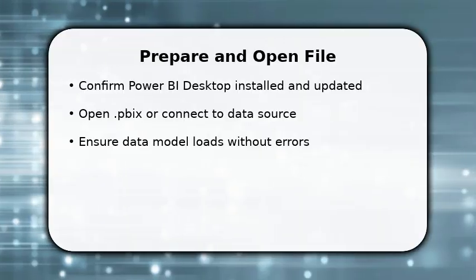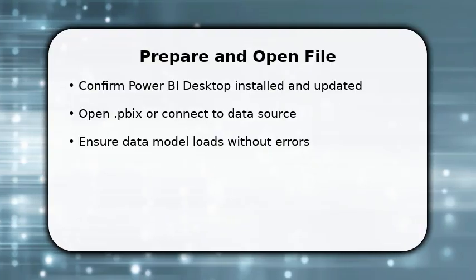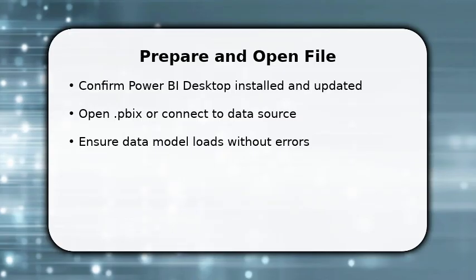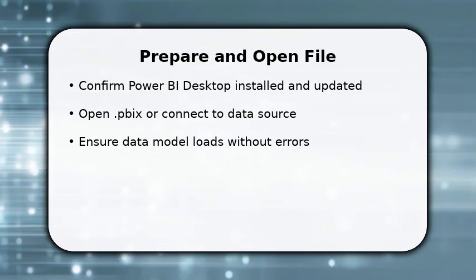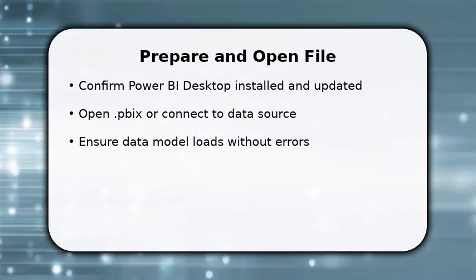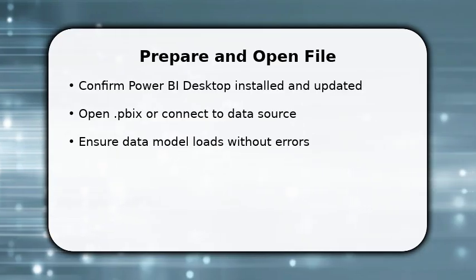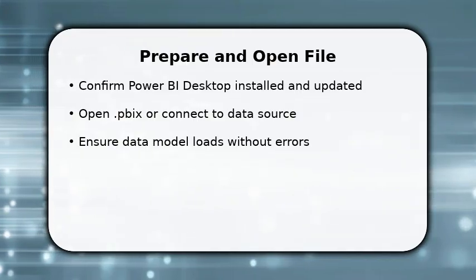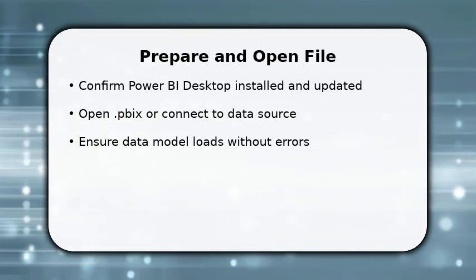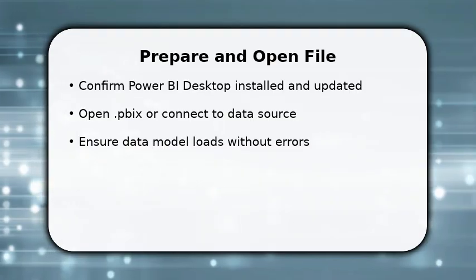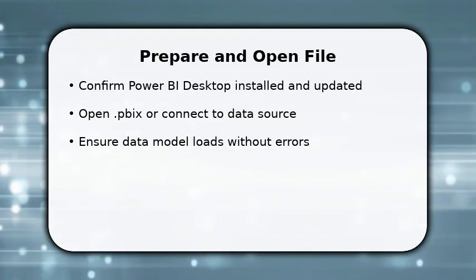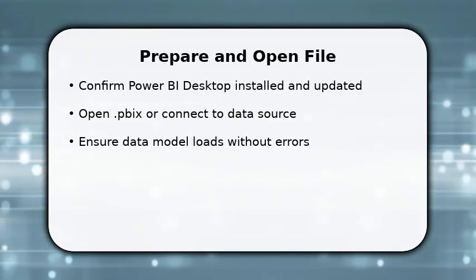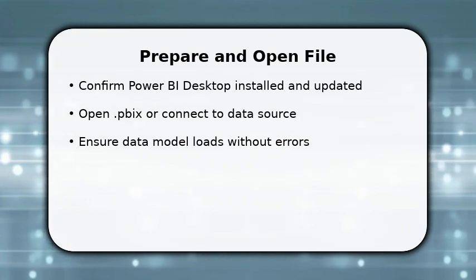You start by confirming Power BI Desktop is installed and updated. This avoids version conflicts. Open your PBIX file or connect to the data source directly, then wait for the data model to load. Once loaded, make sure relationships and columns appear in the fields pane. If visuals don't render instantly, check the status bar for queries. These first actions get you into the dashboard quickly, so you can inspect visuals and interactions without wasted setup time.